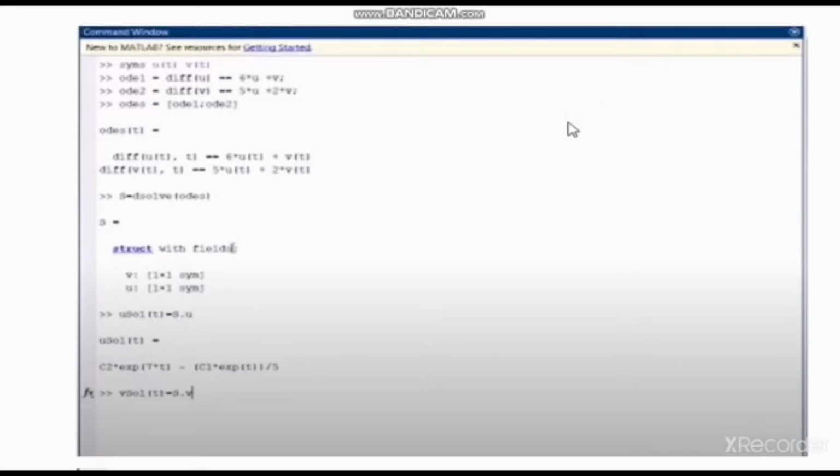We have two linear first order differential equations. Now we present y1 and y2 as ut and vt using syms. Y prime 1 equals x y1 plus y2. Also y prime 2 equals 5y1 plus 2y2. We will put the equation from the question, and we will present the differentiation using the diff function. Then we solve the system using the solve function, which returns the solution as a structure.